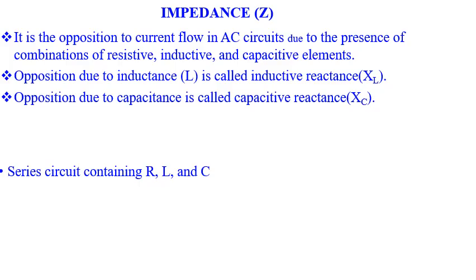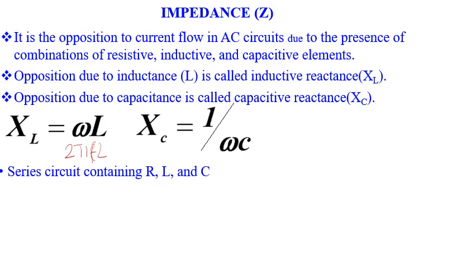We can represent inductive reactance as XL, which is equal to omega L, and omega is equal to 2 pi F, so it becomes 2 pi F L. You can represent it as this. Now we represent capacitive reactance as 1 over omega C, so it can also be equal to 1 over 2 pi F C. These are the two notations for representing inductive and capacitive reactance.